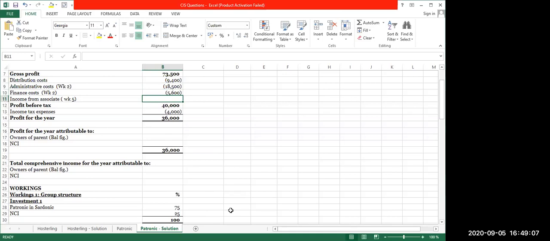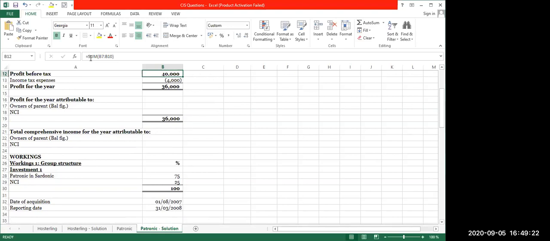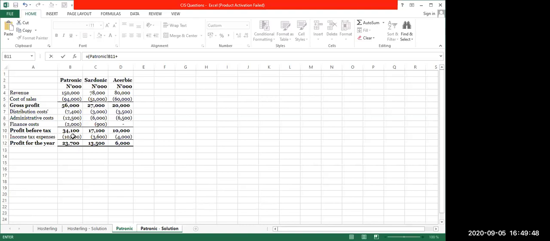My income from associates exists in working five. So there's an income this time. Before, I will now entertain my profit before tax. My income tax expense was not adjusted, so I have to pick it from the question. Patronic plus Sardonyx 8 over 12. Yeah, cool.